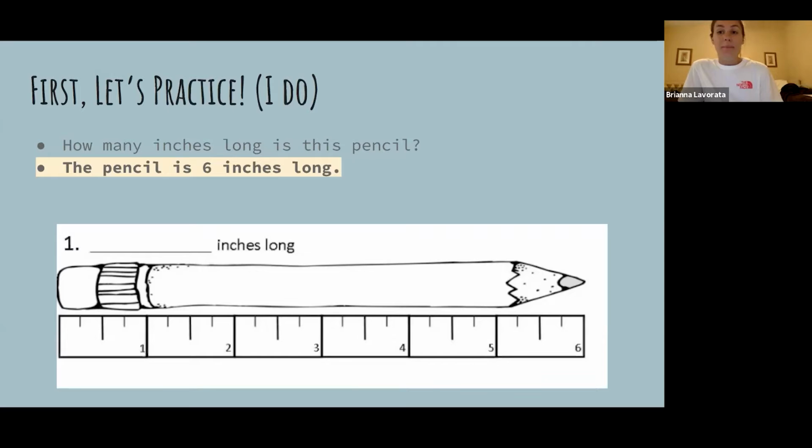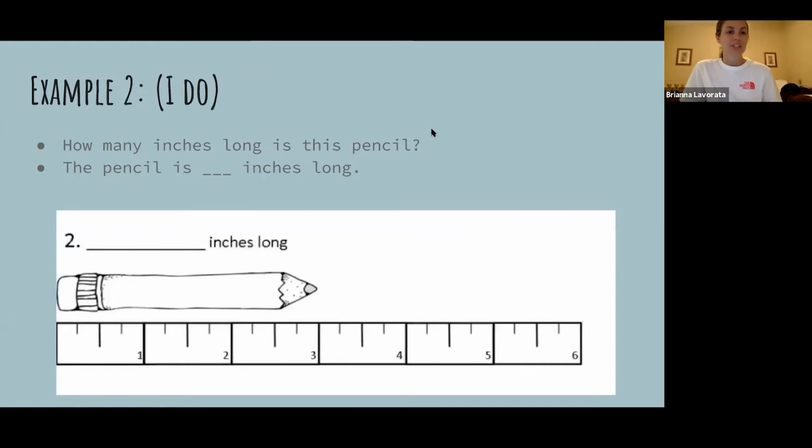Our object that we are measuring is the pencil, and the unit of measurement is inches, and we are measuring that with a ruler, okay? Let's try another one. So now, how many inches long is this pencil? Let's write number 2 on our paper, just like this, right below number 1. We can say the pencil is, we're going to stop there and measure our pencil, okay?